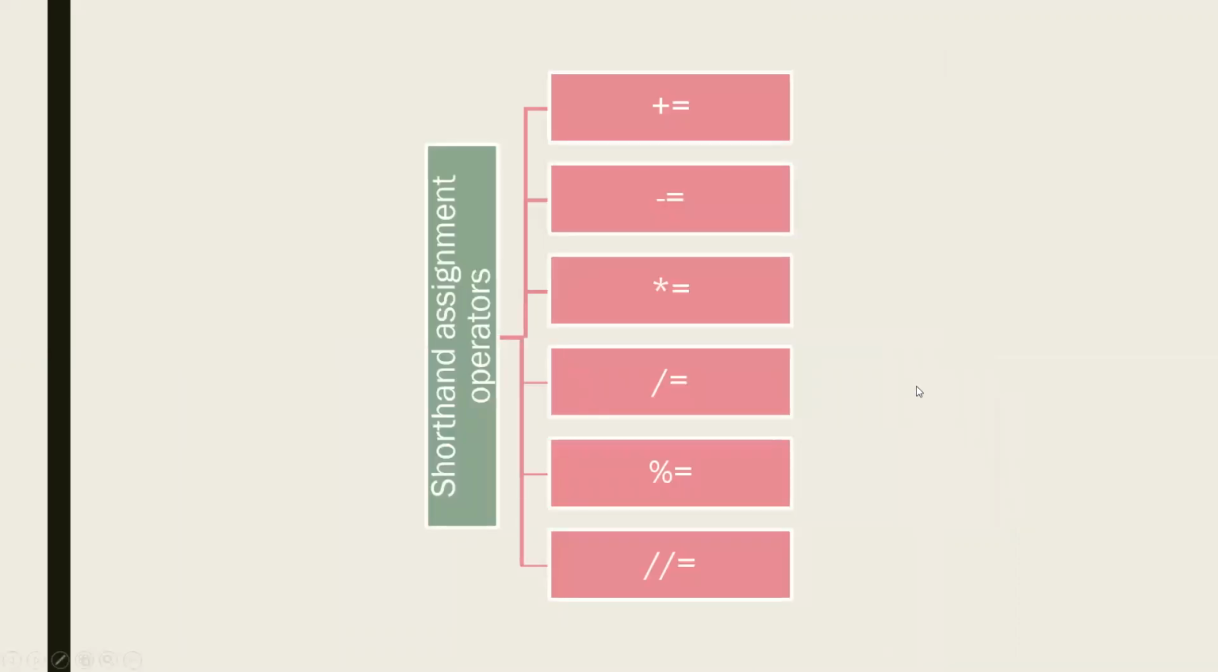Next comes the shorthand assignment operators. You can see here the shorthand assignment operators are plus equals to, minus equals to, multiply equals to, divide equals to, mod equals to, and integer division equals to. There is one more, that is double multiply equals to. So what does it mean?